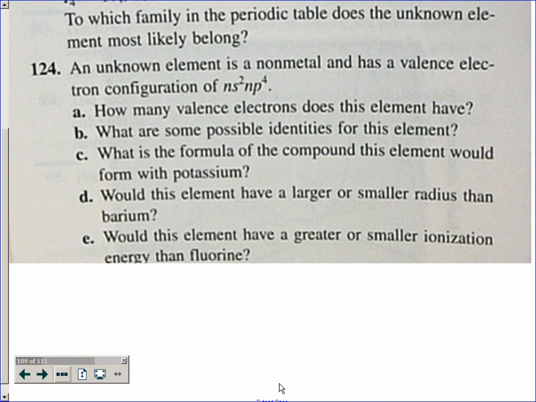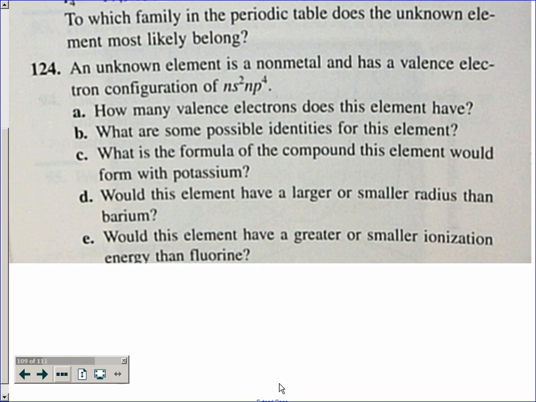Once you get done with that one, go back to the 123. Come back to me on this one. You should have had enough time to complete this question.